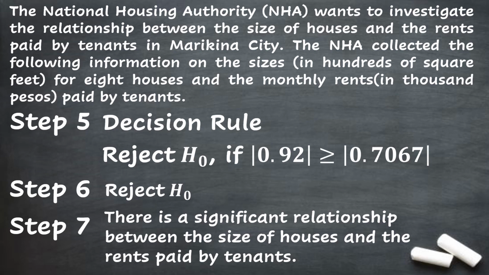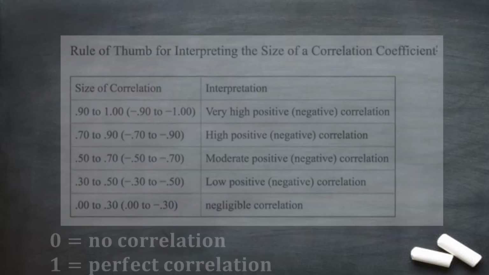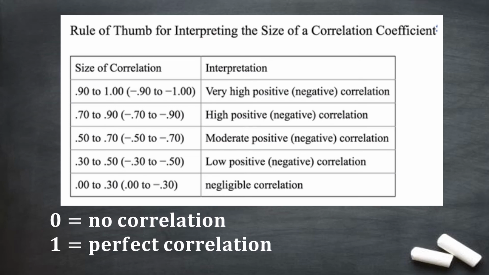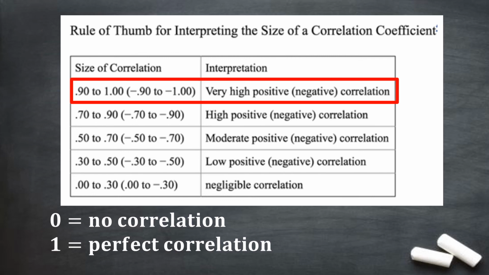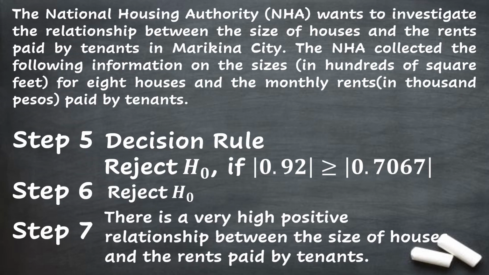Next is to find out the degree of relationship for this given problem. The R computed is 0.92, and checking the range where 0.92 falls, it is in the range of 0.90 to 1, with the interpretation of very high positive, or negative, correlation. The conclusion will be there is a very high positive relationship between the size of houses and the rents paid by tenants.